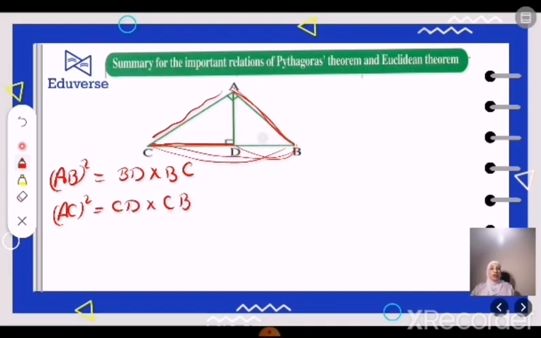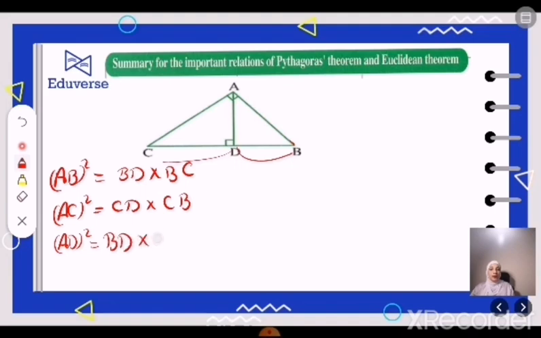What if I want to get AD to the power of 2 also? AD to the power of 2 will be the multiplication of the two parts of the hypotenuse here, BD multiplied by DC. There is another rule to find the length of AD without the power here. It will be just AD.